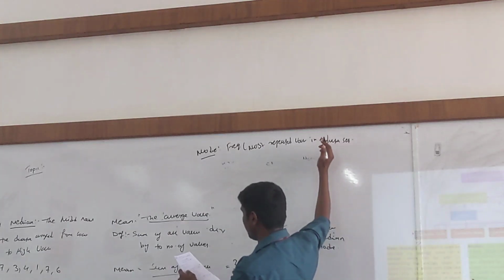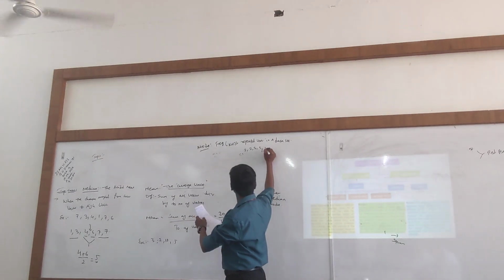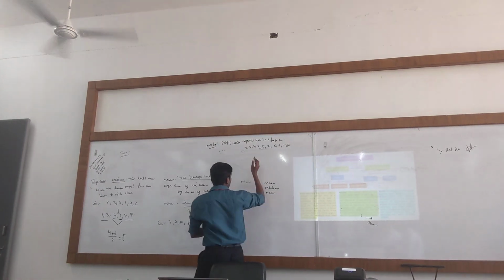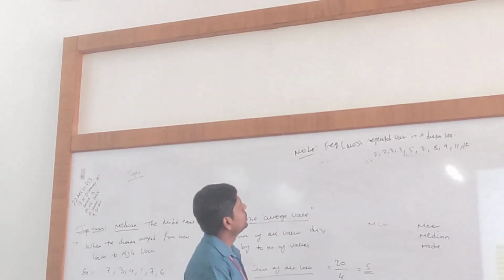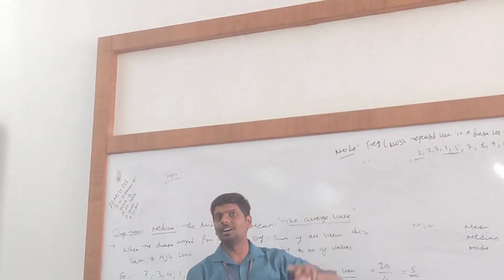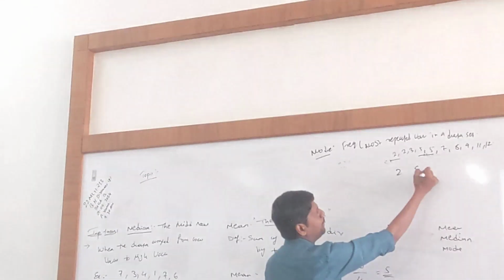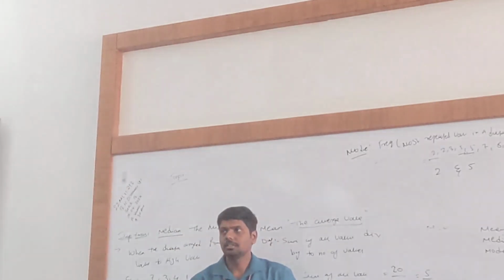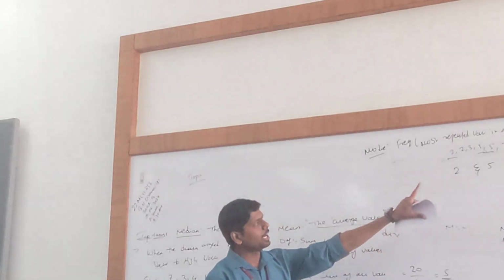So let me give you a data set here. The data is like this: 2, 3, 3, 5, 5, 7, 8, 9, 11, 12. What is the mode of this data set? 2 and 5. What will we do in this case, when there are two repeating numbers? Both 2 and 5 will be the mode of this data set. There are two modes in this data set, 2 and 5.